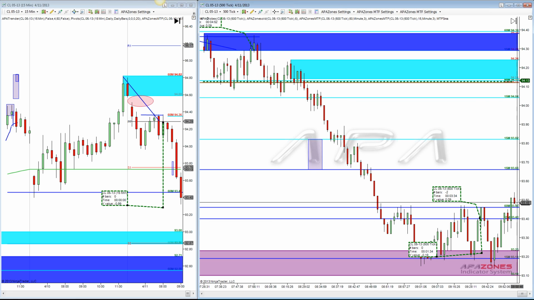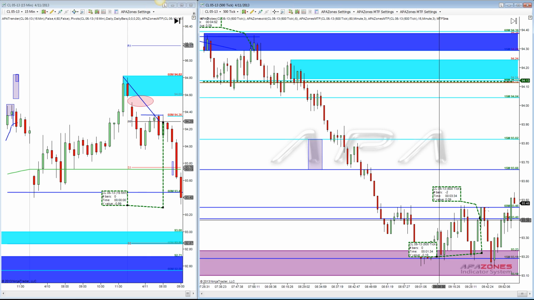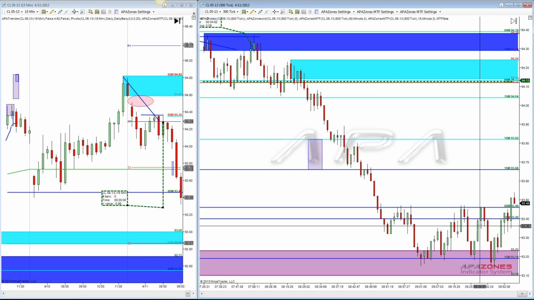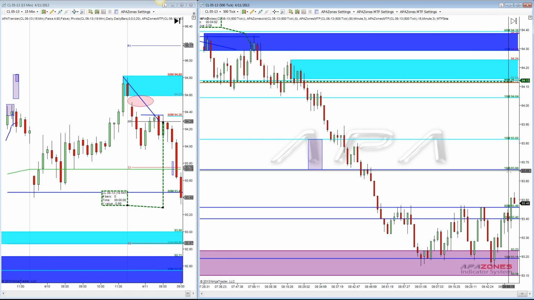Oh well, that's all the data I have. Anybody know what happens after this? I unplugged from my data at this point. Anybody at all? Goes up to 93.74.